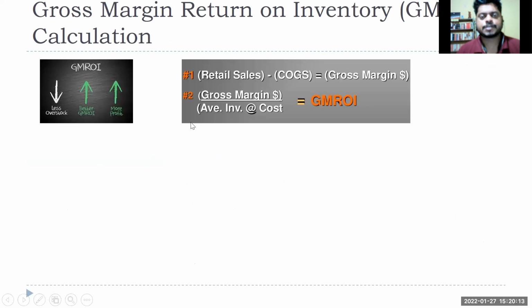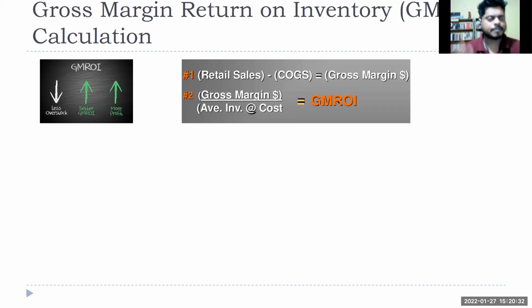So just to discuss gross margin return on inventory. I first find out my gross margin, my total sales minus cost of goods sold, right? Then average inventory cost, right? Again, I should not do it product-wise or for the overall sales. I should do it for each product category, right?